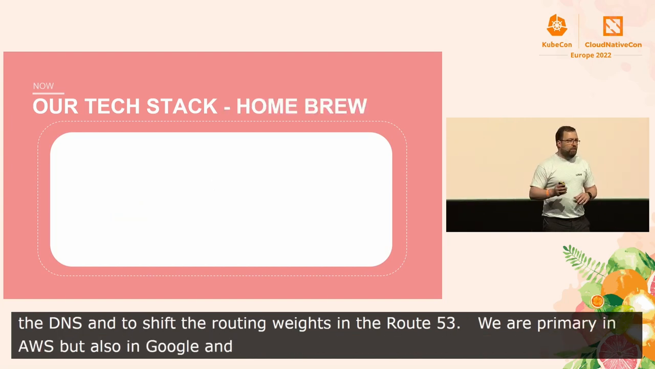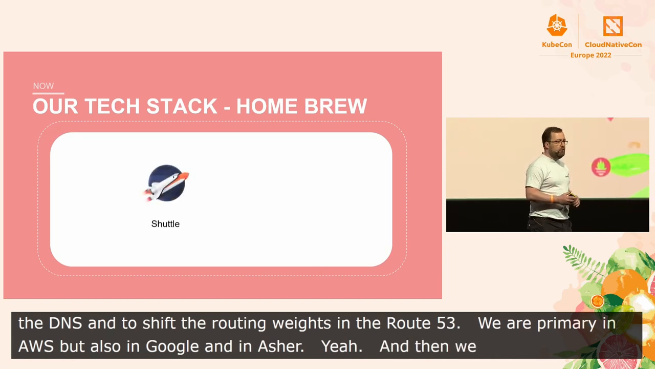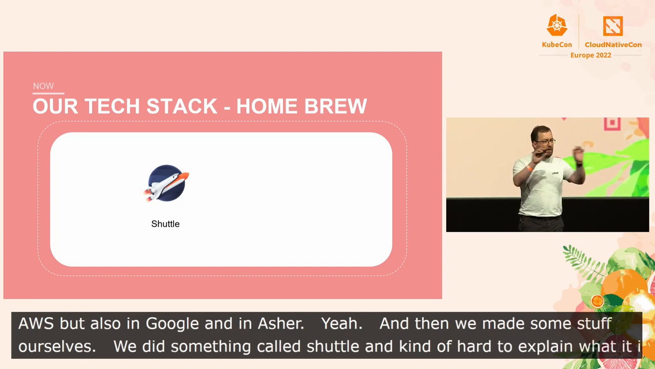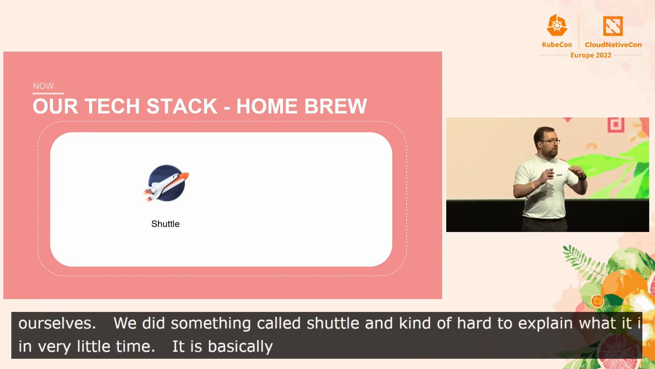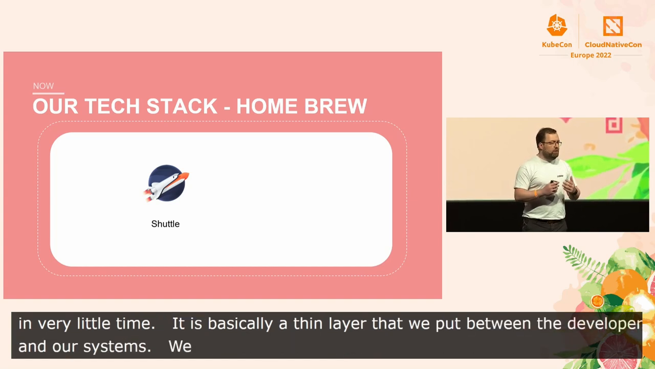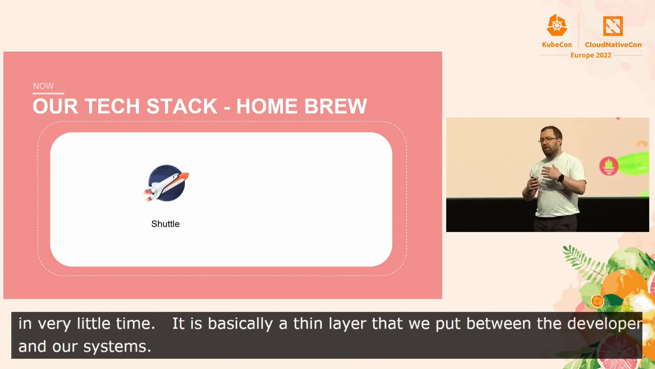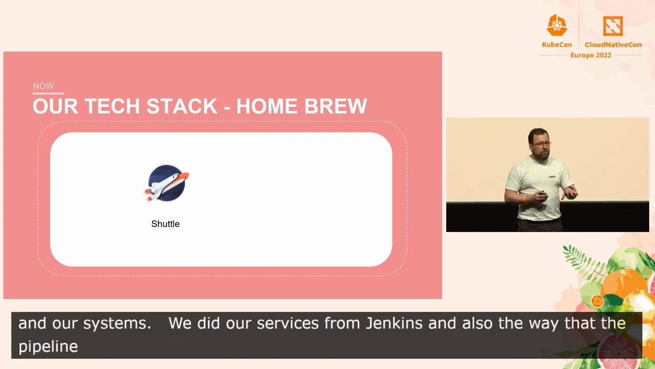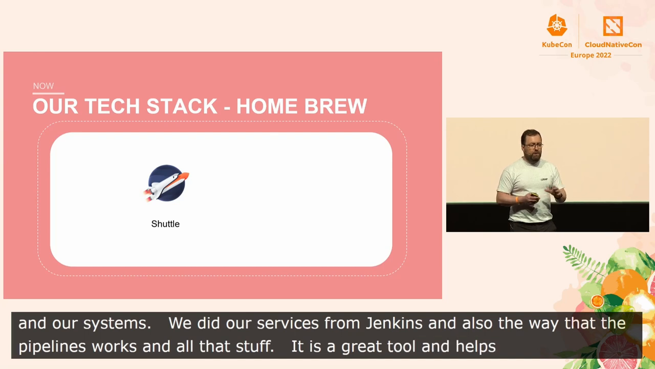Then we made some stuff ourselves. We made something called Shuttle. It's kind of hard to explain what it is in very little time, but it's basically a thin layer we put between the developers and our systems. So we decouple our services in Git from Jenkins, for instance, and also the way the pipelines work and all that stuff. It's a great tool. It helps us a lot. We can change stuff really quickly by using this.